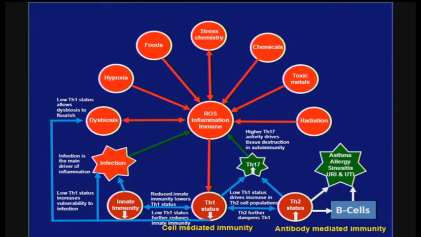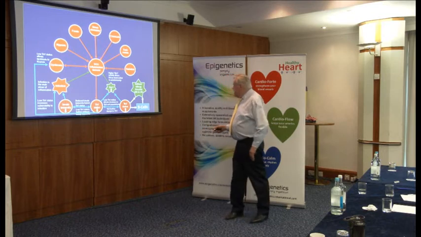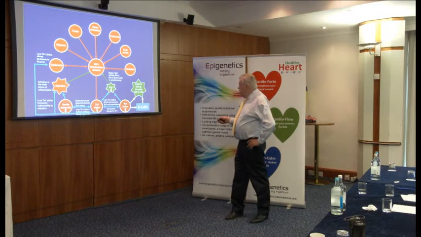So let's start with infection. Infection is the main driver of inflammation. So we've got now the innate immune system. Reduced innate immune system lowers the Th1 status. Low Th1 status drives and increases the Th2 populations. Th2 then further dampens the Th1. So as you go up like that, the higher this goes, the lower this one goes. Higher Th17 activity drives the tissue destruction in autoimmunity.